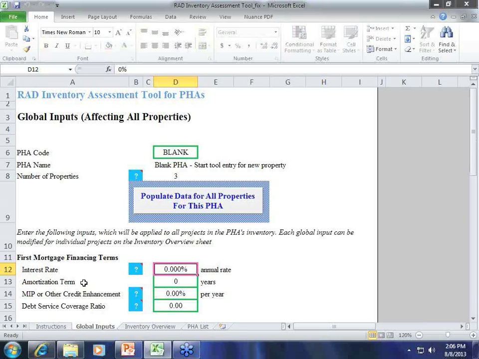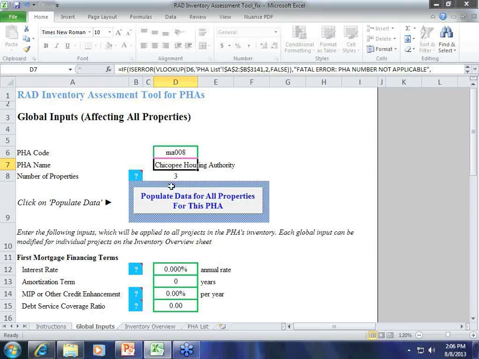The very first thing it asks for is the PHA that you're looking to assess. And I don't know if the Chicopee Housing Authority in Massachusetts is on the line. If you are, I apologize. If you're not, I also apologize, but I'm going to use you as an example in this presentation. So I've looked up that the Chicopee Housing Authority PHA code is MA008. Click Enter, and find out that the Chicopee Housing Authority has 3 properties. Next thing I'm going to do is click on Populate Data for all properties for this PHA.